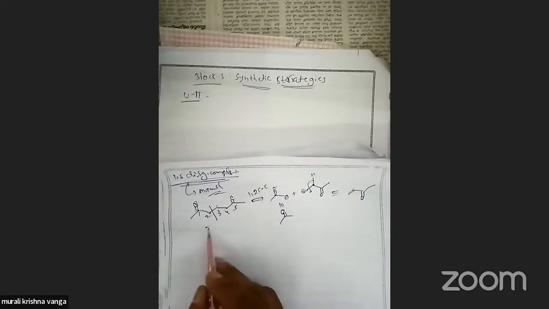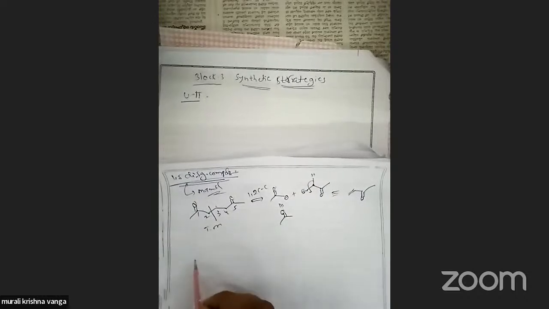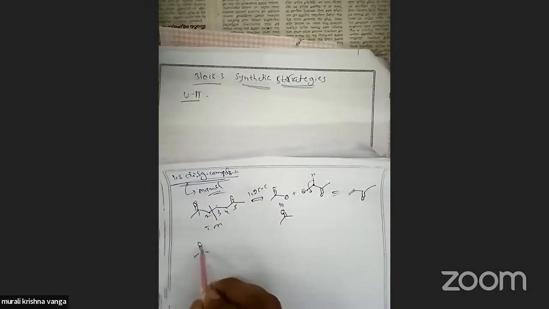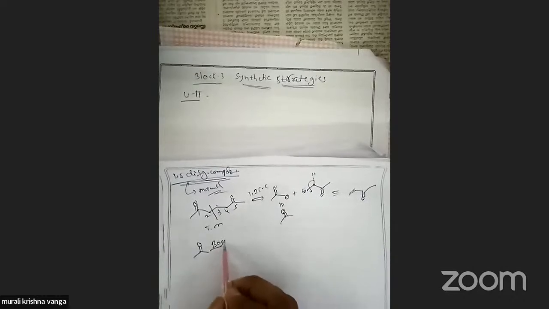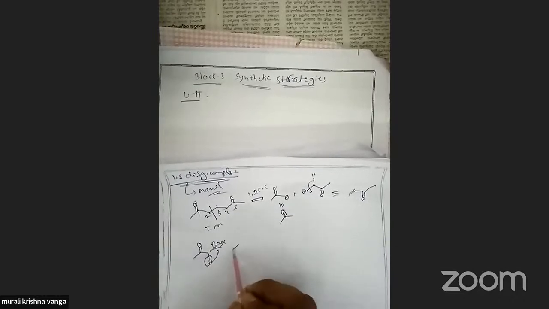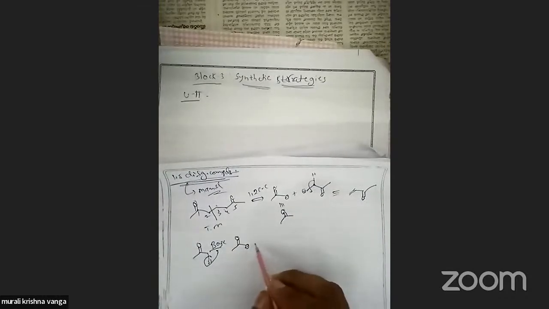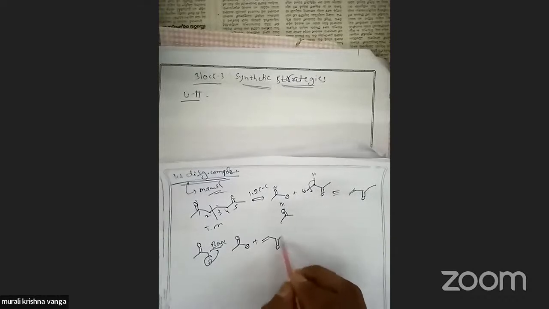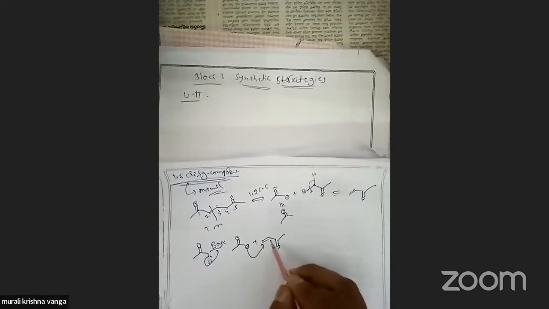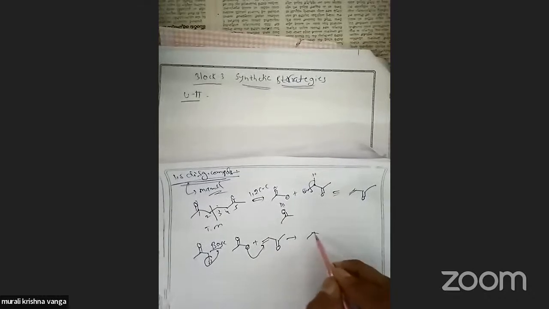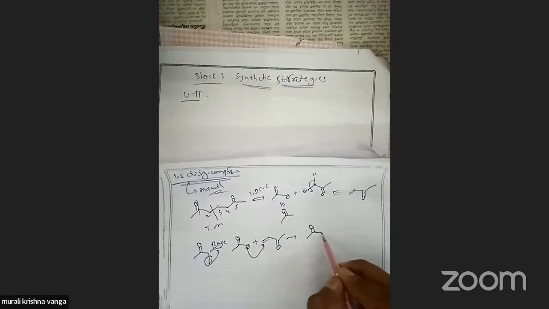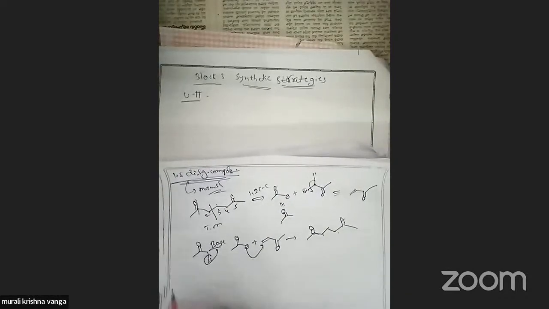For the synthesis of this target molecule, when acetone reacts with a base, we abstract the proton from here and produce an alpha carbanion. This alpha carbanion reacts with the alpha, beta unsaturated carbonyl compound and undergoes Michael addition. The product is the 1,5 difunctional compound. Okay, this is one basic example.